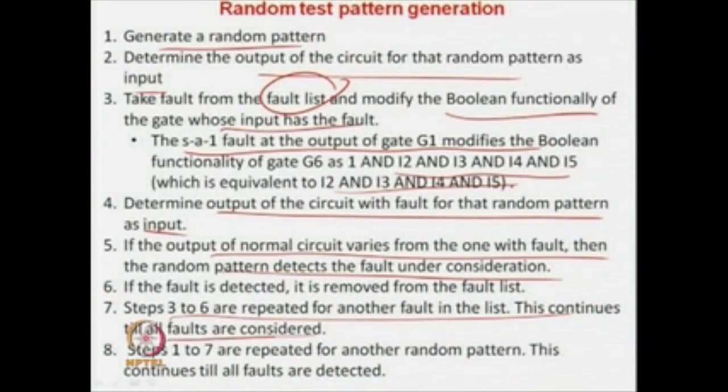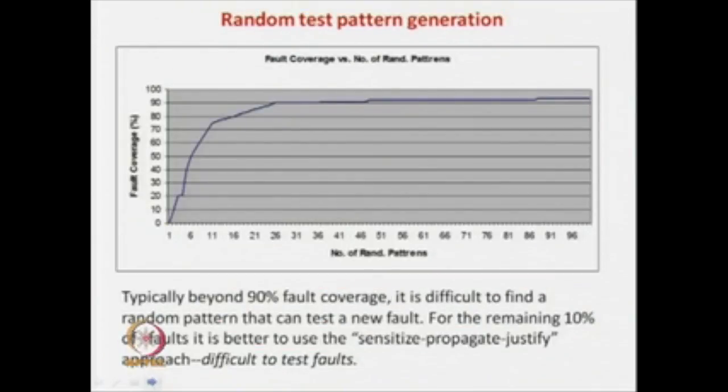Next, we delete the fault and say that it is detected, then we take another fault and find out whether the same random pattern detects that fault or not. So the steps are repeated for the other faults in the list, until all the faults are considered. This is how the random pattern approach goes. You can easily see that it is very easy: you just have to apply the pattern and find out the output of the circuit.